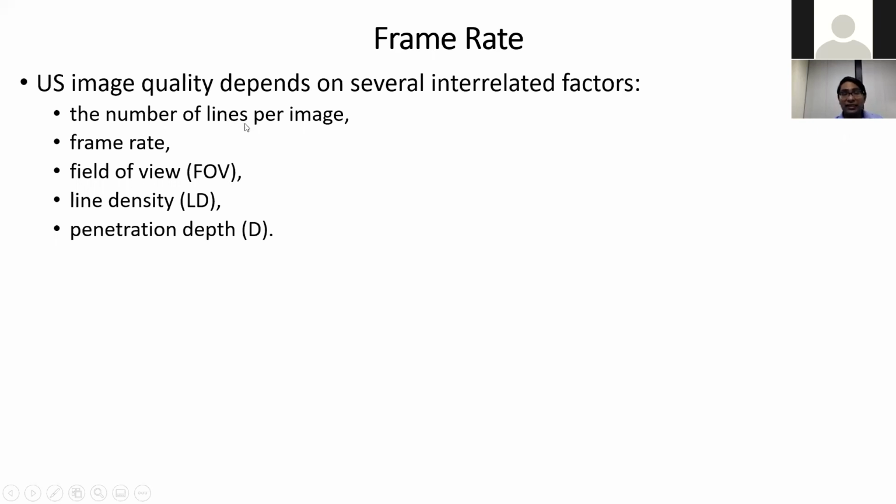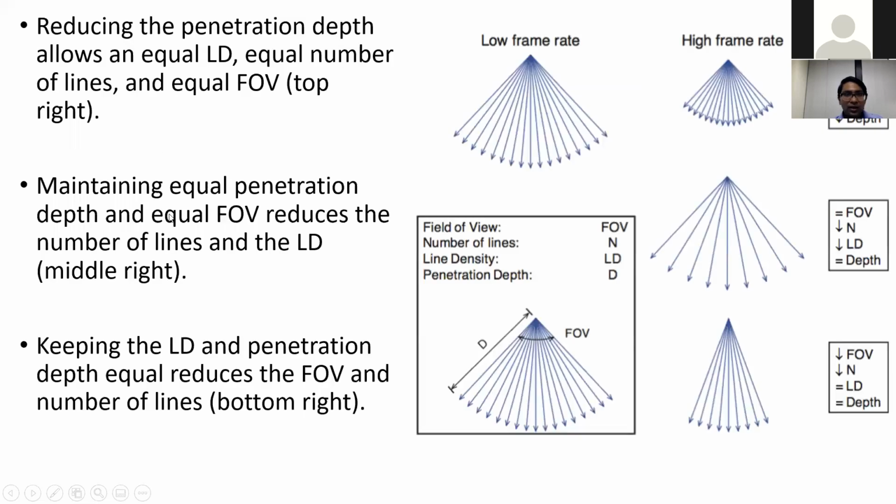And the frame rate is dependent on these main factors. One is the number of A lines that are used to create an image. What is the field of view? What is the line density? And what is the penetration depth? As I mentioned earlier, penetration depth basically determines how much time you have to wait for listening for echoes. So rule of thumb, if you're looking for a 1 centimeter penetration depth, you have to wait for 13 microseconds. So the deeper you image, the more you have to wait, and it basically reduces your frame rate.